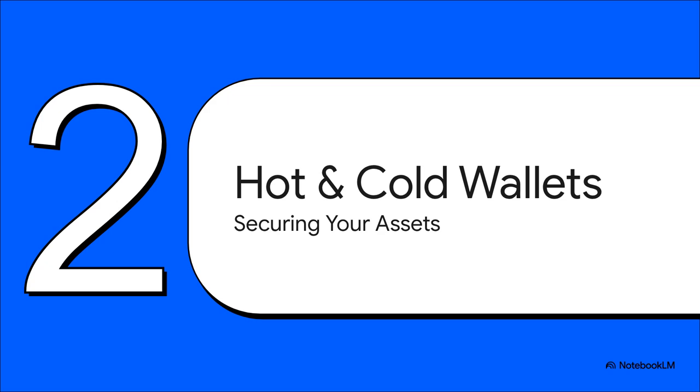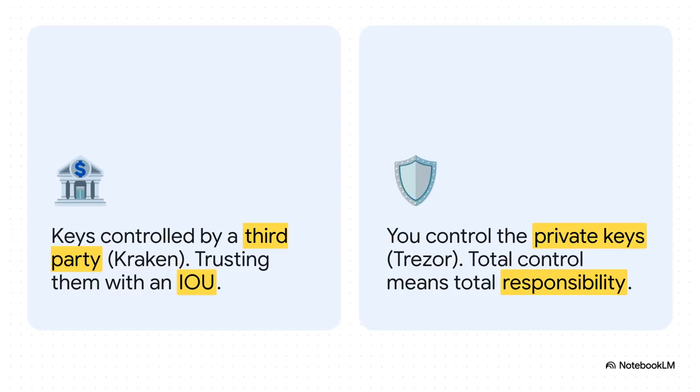Section 2. Hot and cold wallets, securing your assets. Okay, so there's a core philosophical shift in crypto, right? Moving from trusting a centralized third party to taking full self-custody of your wealth. You've probably heard the classic crypto adage, not your keys, not your coins. When you leave your assets on a custodial exchange like Kraken or Binance, they hold the private keys. You're really just trusting them with an IOU. But with a self-custody wallet, you are the bank. You hold the keys. The trade-off, of course, is that total control means total responsibility.